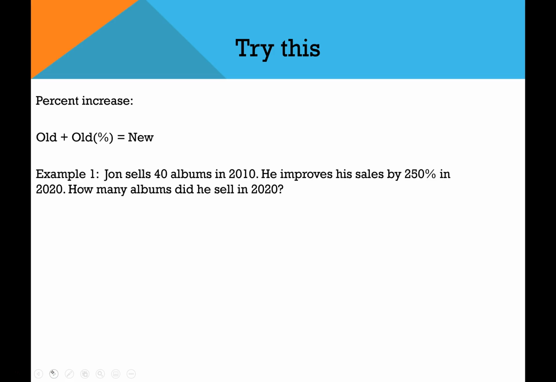All right, so let's deal with this first example. It says John sells 40 albums in 2010. He improves his sales by 250% in 2020. How many albums did he sell in 2020?